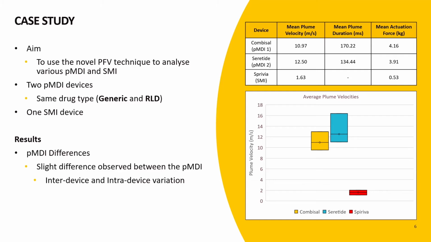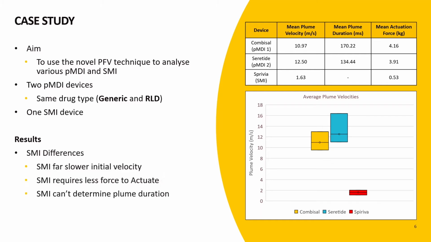The ranges of the mean plume velocity for the 2 PMDI products overlap. There was also inter-device and intra-device variation within the same products. Further statistical work would be required for bioequivalence analysis.